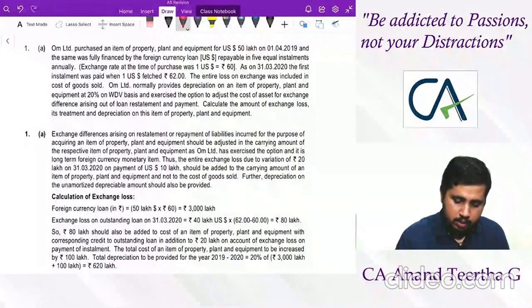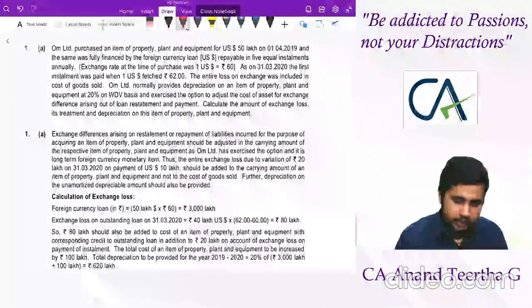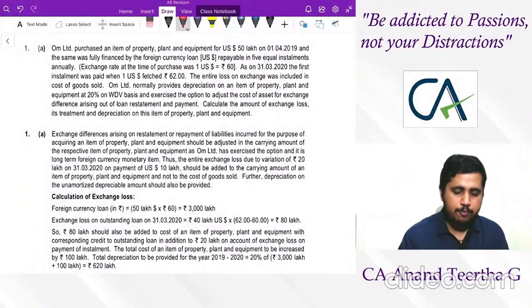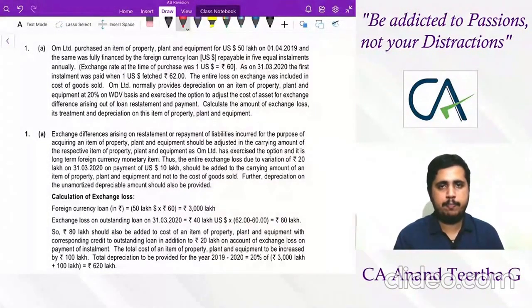The entire loss on exchange was included in cost of goods sold. Home Limited normally provides depreciation on an item of property, plant and equipment at 20% on WDV and exercise the option to adjust the cost of asset for exchange difference arising out of loan restatement and payment. Calculate the amount of exchange loss and its treatment and depreciation on this item of property, plant and equipment.